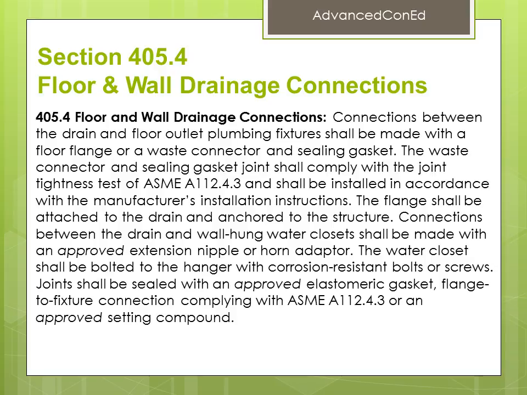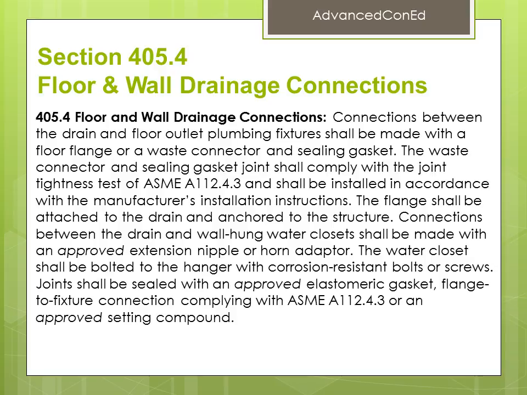Section 405.4 Floor and Wall Drainage Connections. Connections between the drain and floor outlet plumbing fixtures shall be made with a floor flange or a waste connector and sealing gasket. The waste connector and sealing gasket joint shall comply with the joint tightness test of ASME A112.4.3 and shall be installed in accordance with the manufacturer's installation instructions. The flange shall be attached to the drain and anchored to the structure.